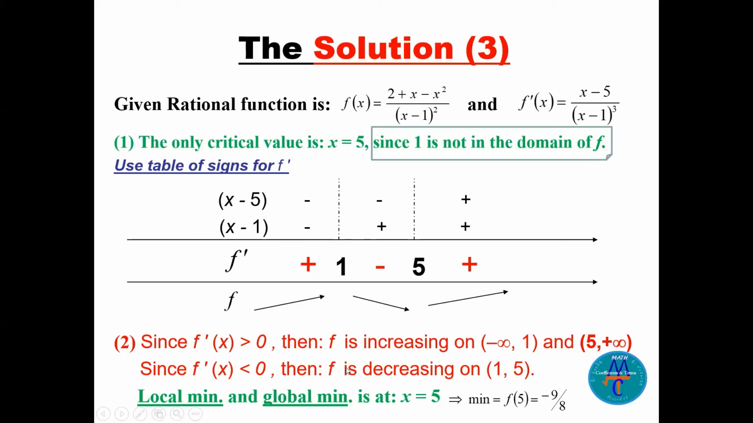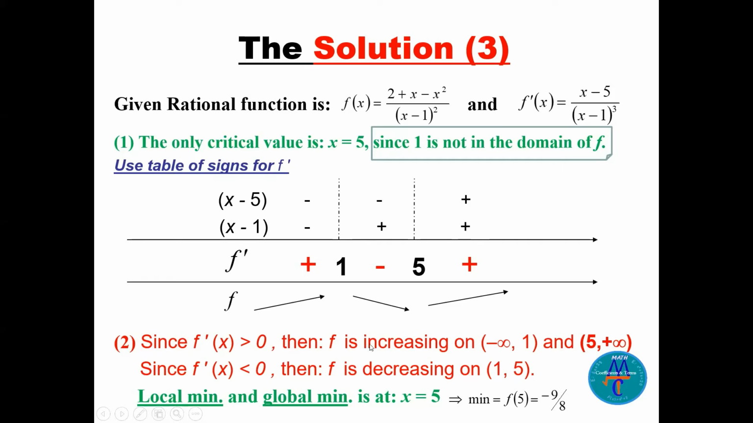So where is the local minimum? Local minimum is at 5 here, you see? And then to find the minimum itself, I take 5 and replace it in the function itself. 2 plus 5 minus 5 squared over 5 minus 1 all squared. You will get minus 9 over 8. You can do it yourself, please.